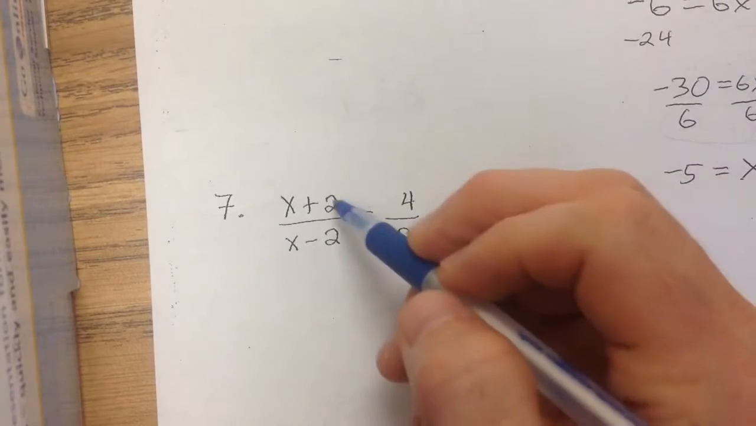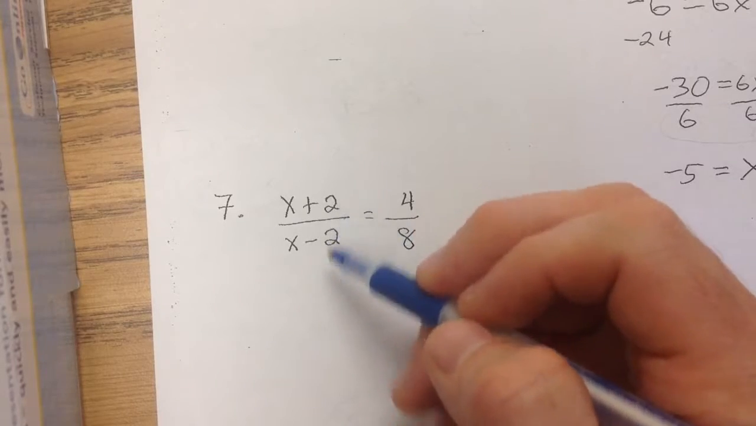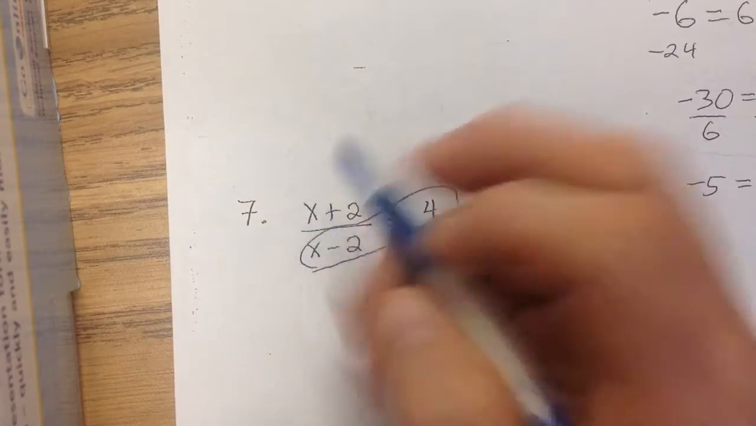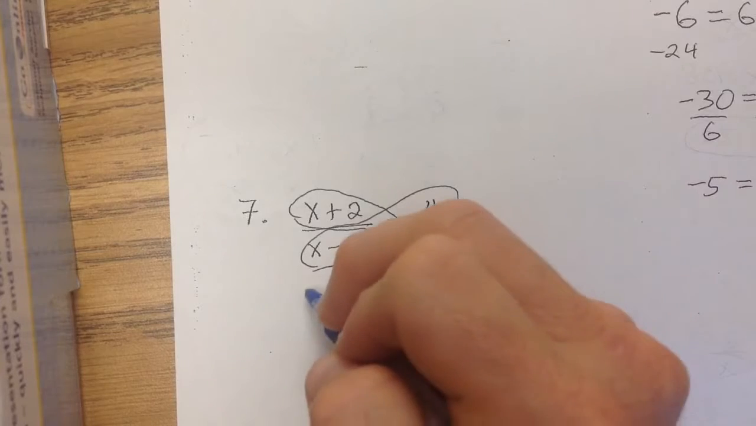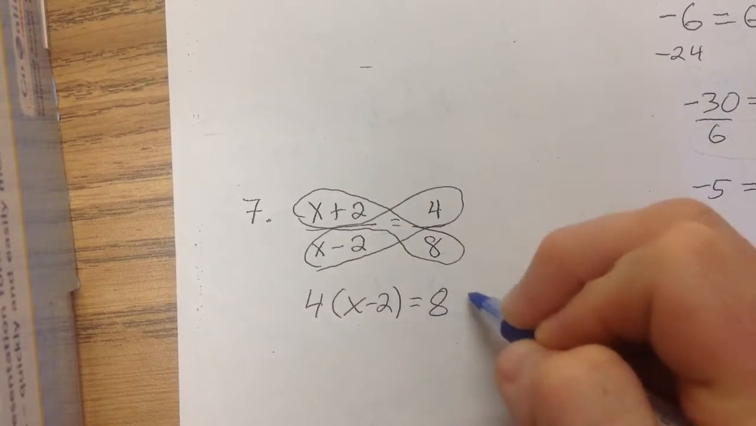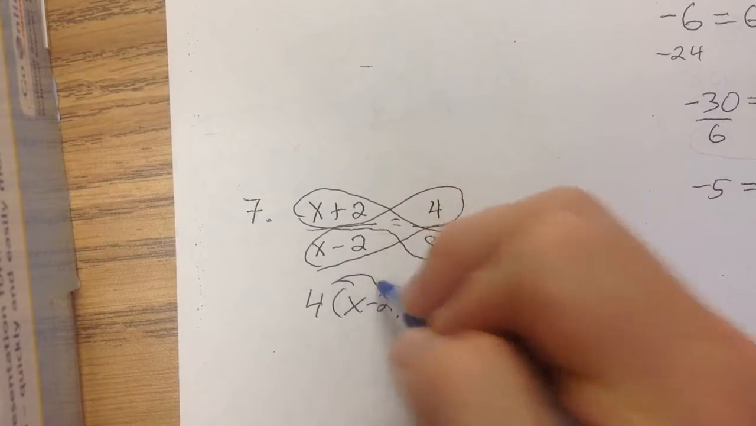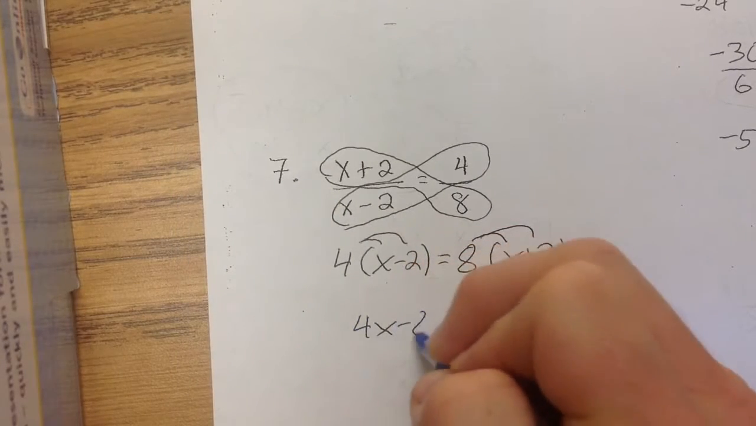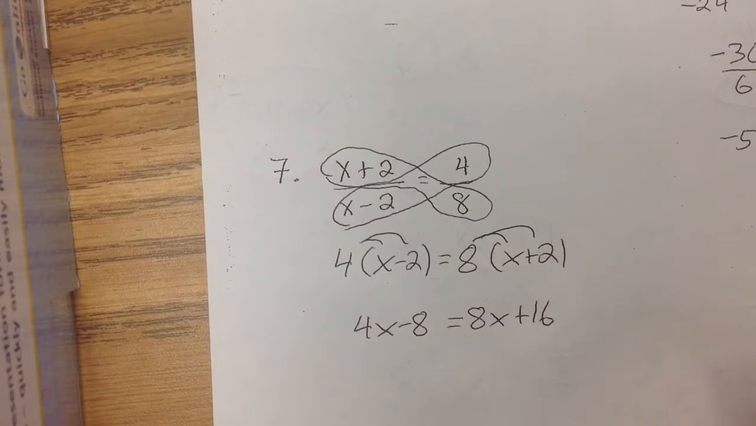All right, so again, this is another one where we've got binomials on the top and the bottom. So when we do our cross multiplication, you're just going to have to be careful to remember those parentheses and then kind of do the distributive property there. So, all right, we've got 4 parentheses x minus 2 equals 8 parentheses x plus 2. Distribute on both sides. We get 4x minus 8 equals 8x plus 16.